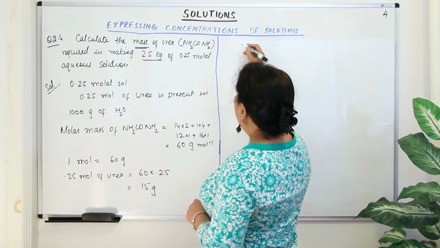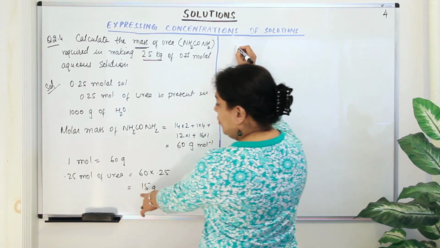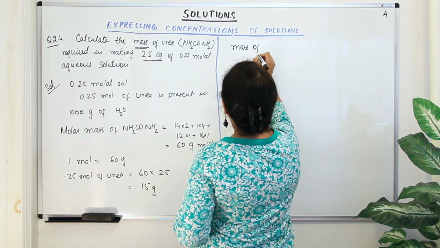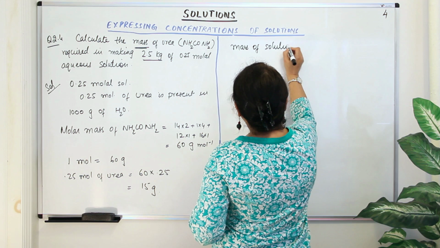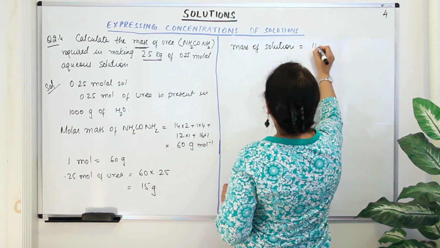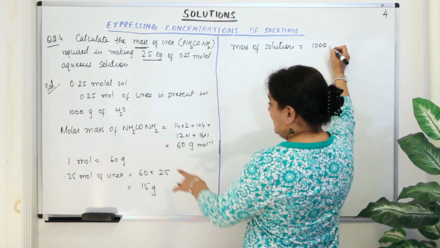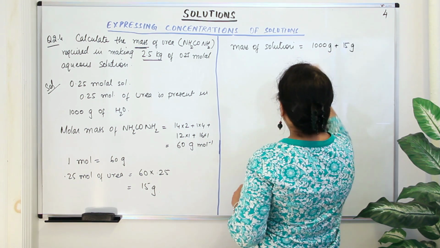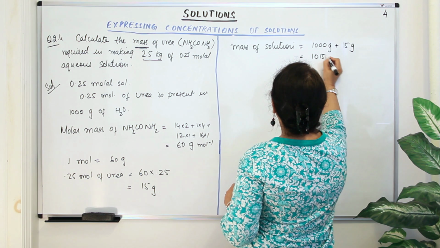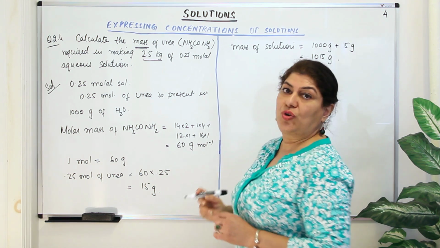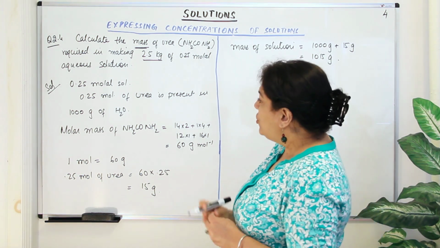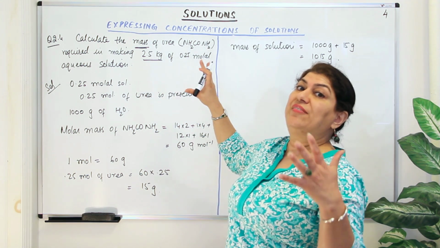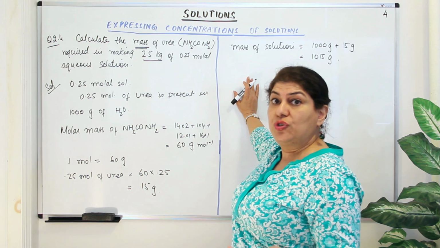In 0.25 molar solution, mass of urea is 15 grams and the mass of the solution would be equal to 1000 grams of the solvent, that is 1 kg, plus 15 grams of the solute, which is 1015 grams is the mass of the solution. So now if we want to know the mass in 2.5 kg of the solution, let us use unitary method.